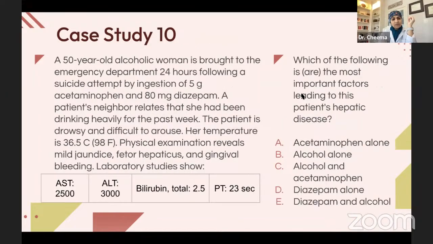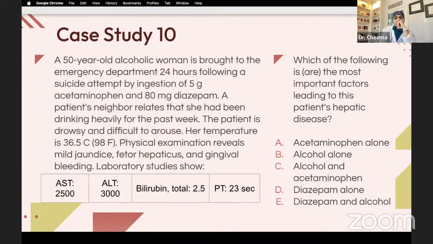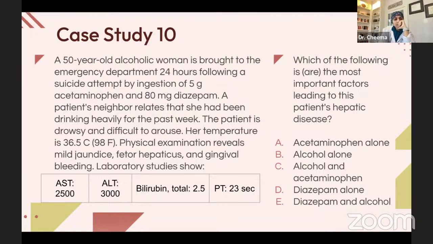So let's move on to our last case study. Sorry, I was muted. Case study 10.